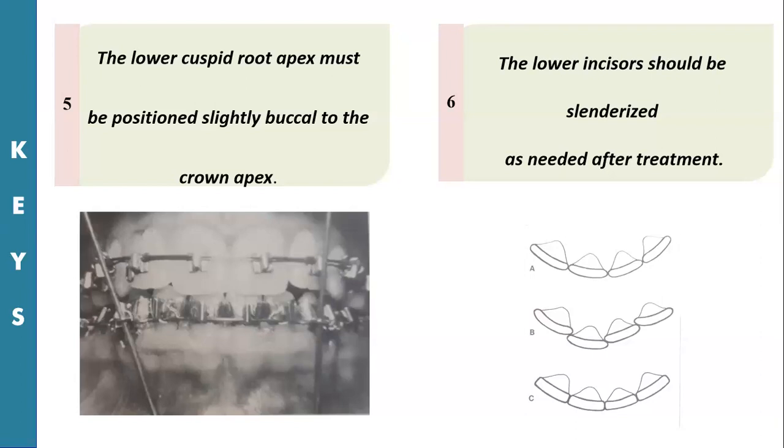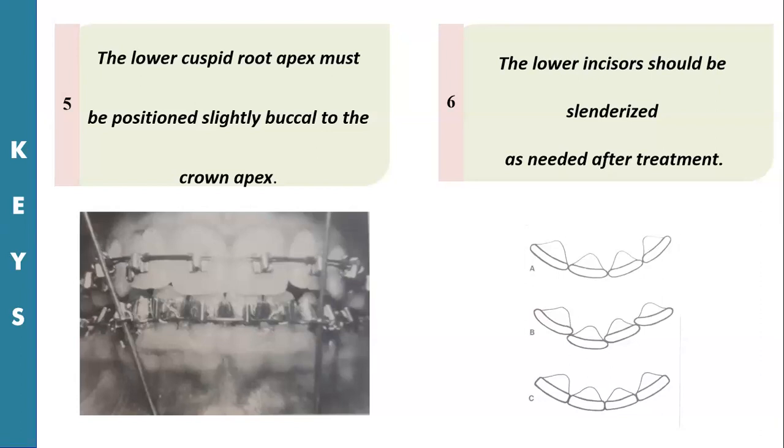The fifth one was in terms of the canine. Again, this being slightly buccal, the root apex being slightly buccal to the crown apex. And the last one is the lower incisor should be slenderized as needed after treatment.